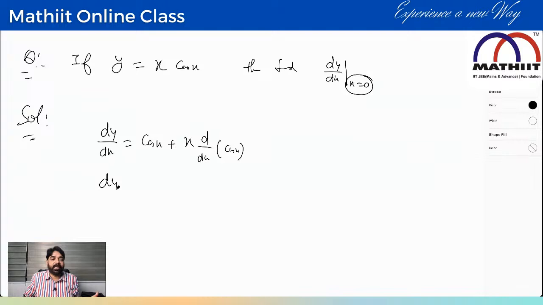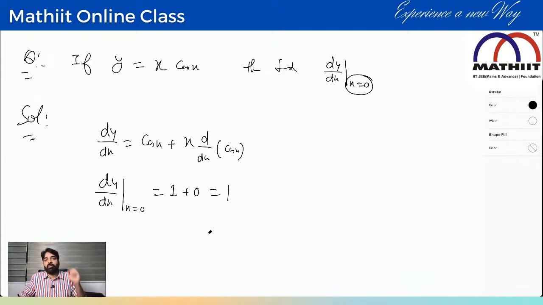So we'll say dy by dx at x equal to 0. This means what? After differentiation, put x equal to 0. Cos 0 will become 1, plus x equal to 0, so 0 into something. I don't know what is that, I know it is minus sin x, but no need of writing. 0. So its value will be 1. I'm sure it's clear to all of you.